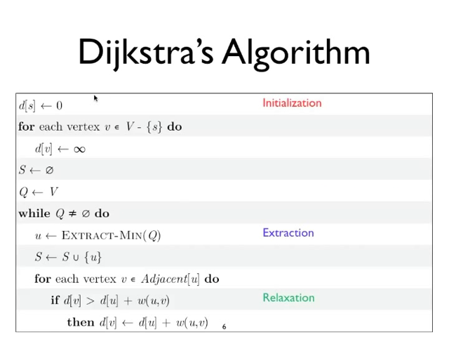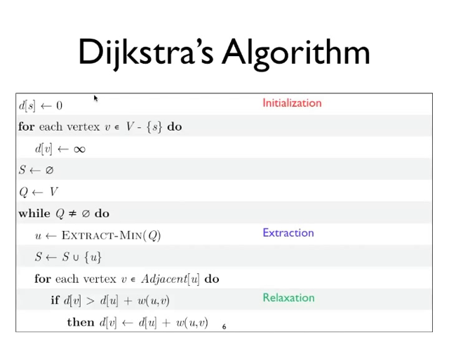Dijkstra's algorithm is composed of three main sections. It has an initialization section where the start node is given the lowest possible value in the graph of 0, and each vertex that is not the start node is given the value of infinity. It should be noted that Dijkstra's algorithm does not handle edges with negative weights. There are other alternatives that do.